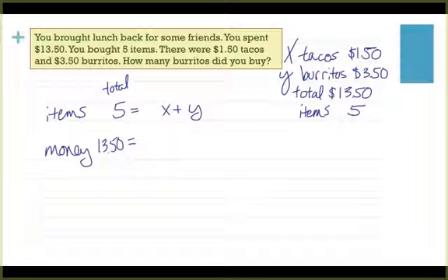Okay, I'm going to put that in 2 places because I know I'm inclined to forget. Tacos and burritos. Okay, not pretty, but it's there. So tacos we said are $1.50 each, and burritos are $3.50 each.